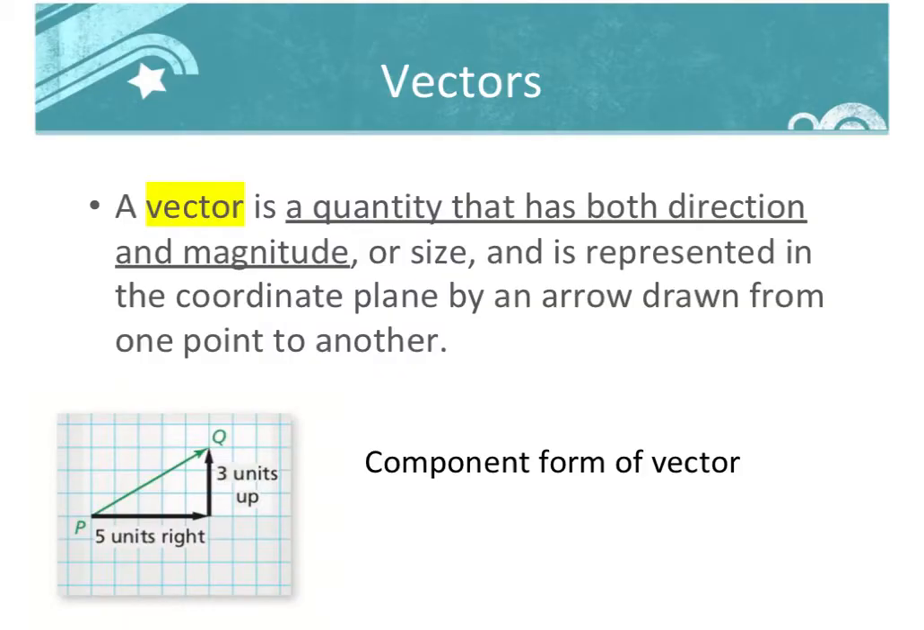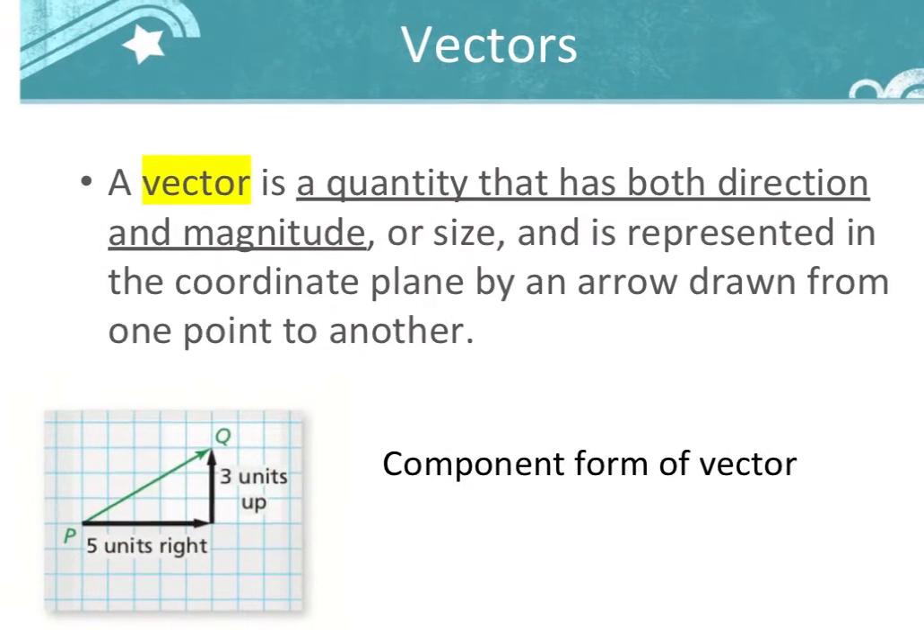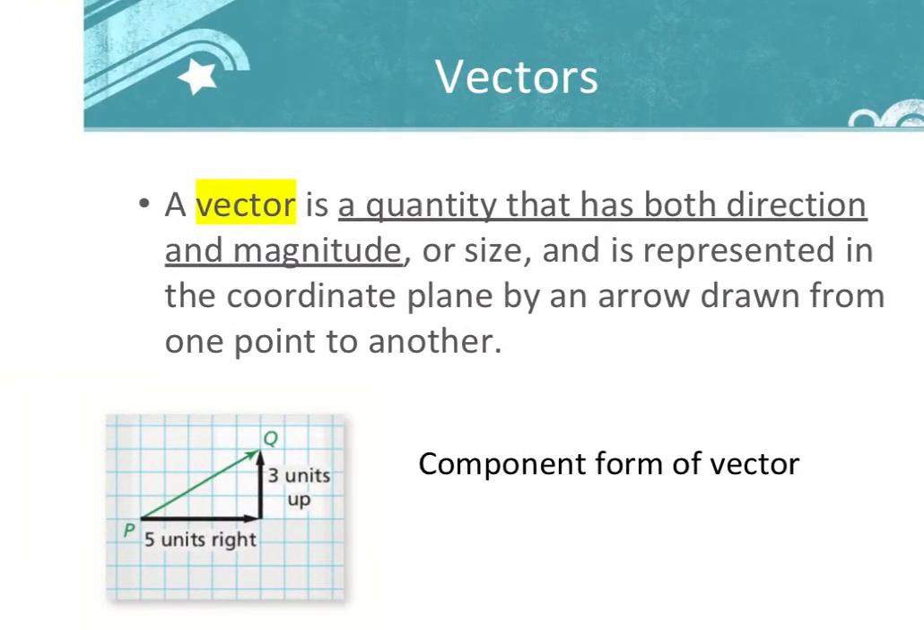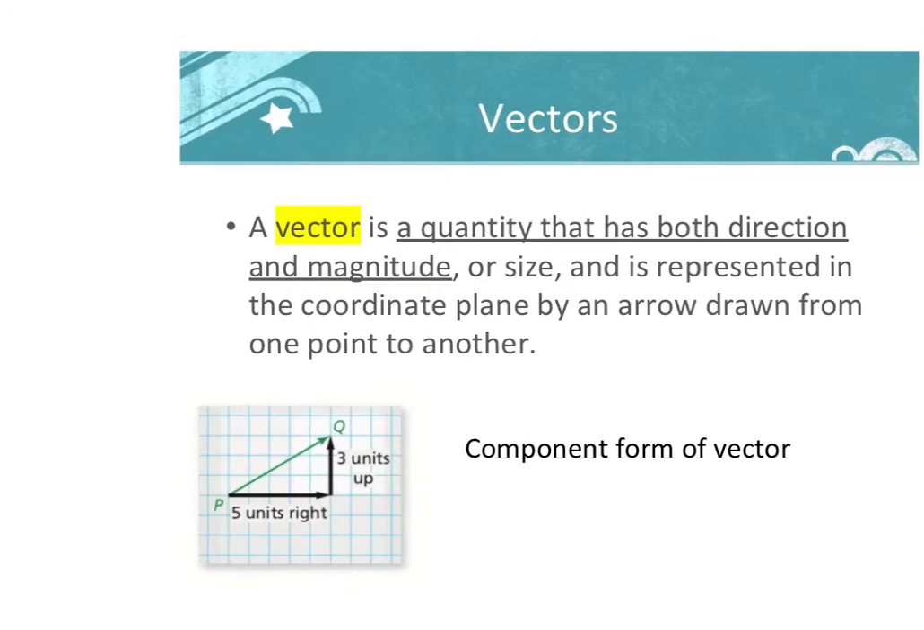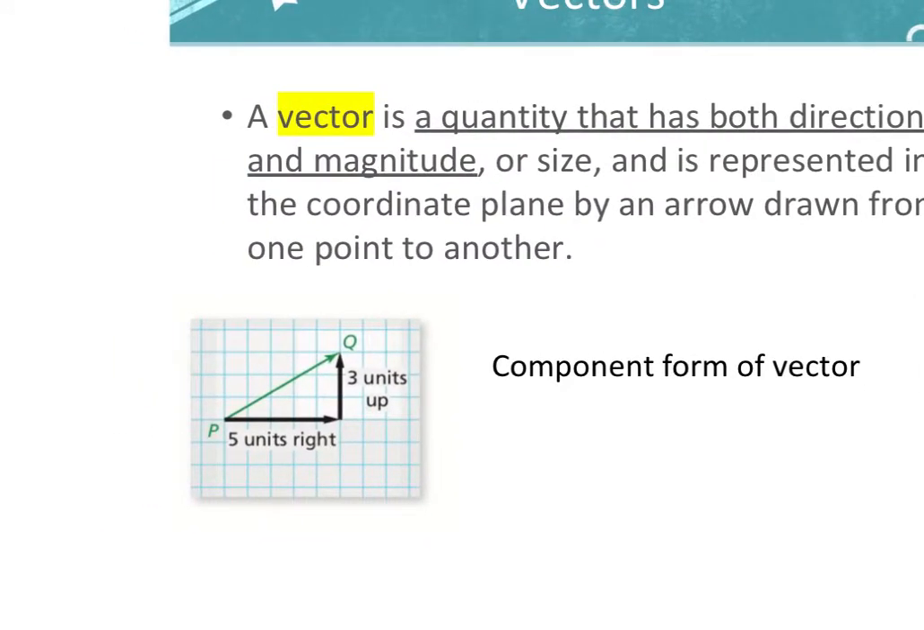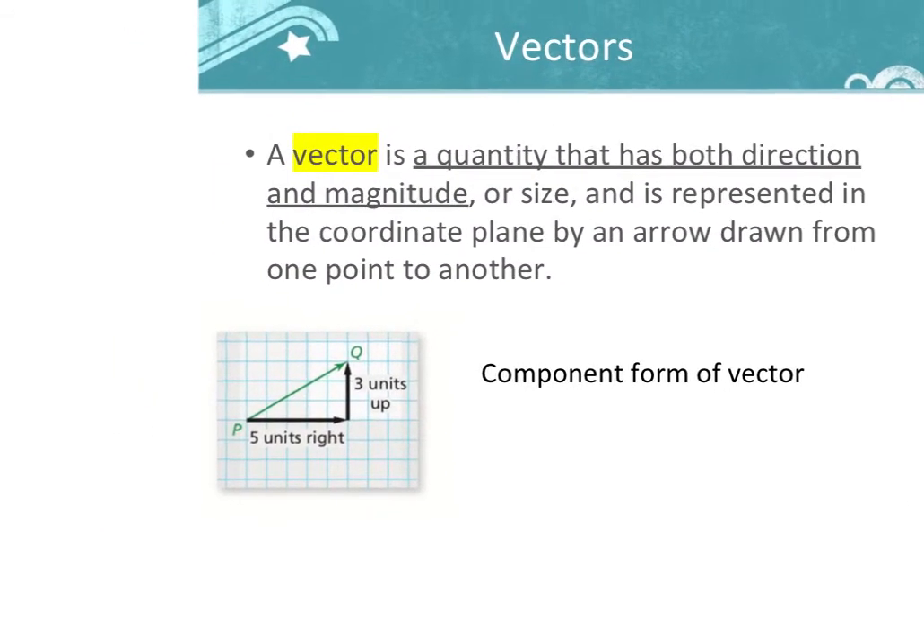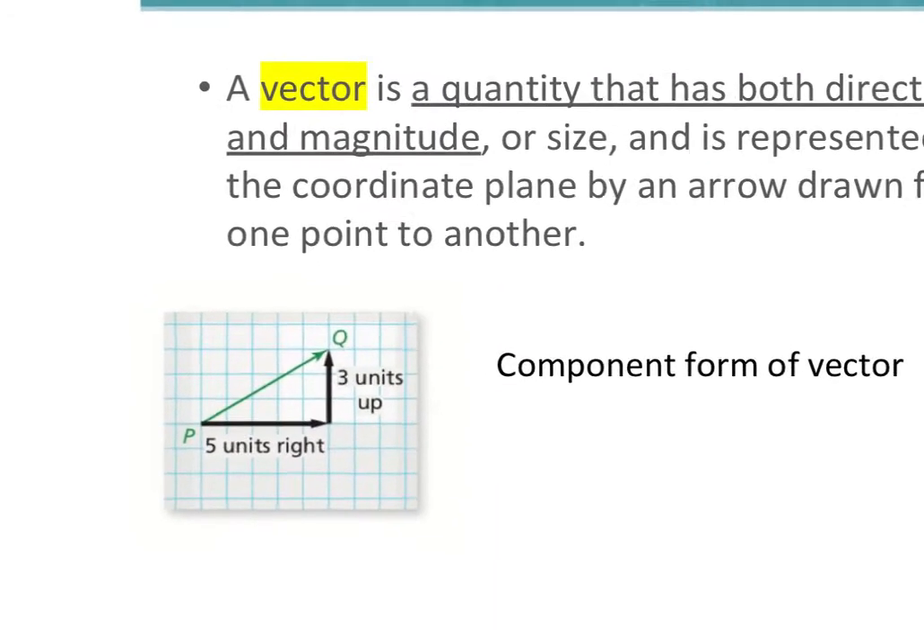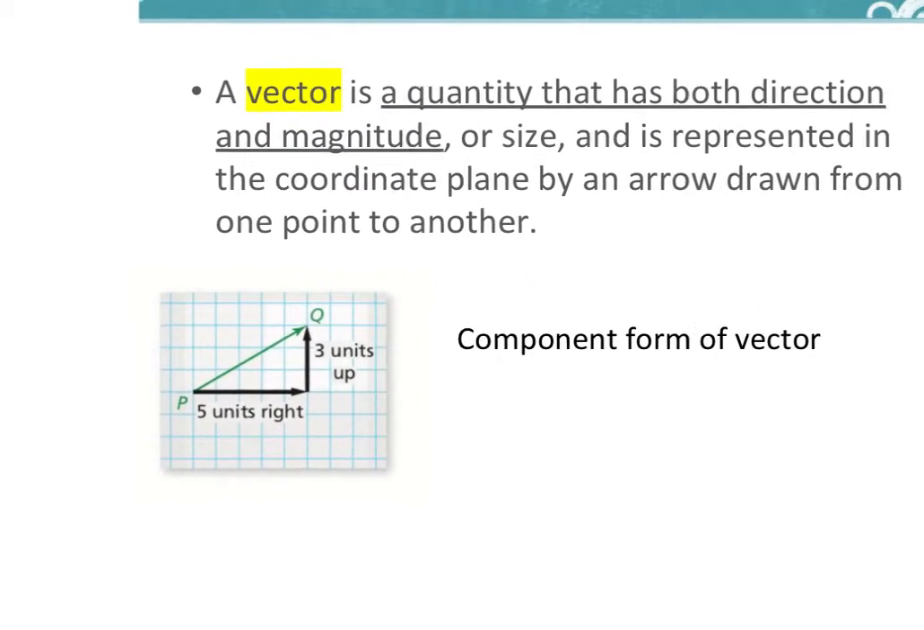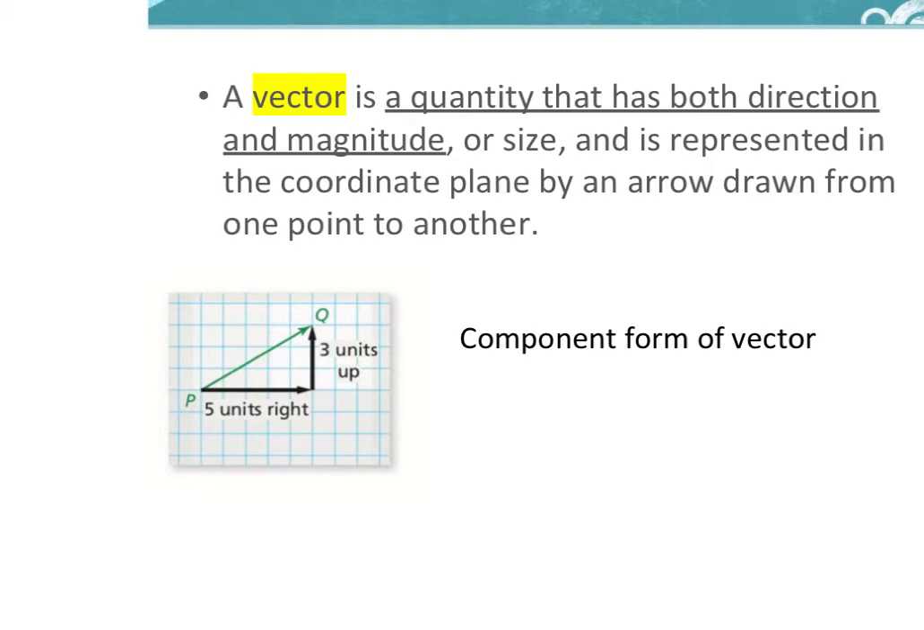Okay, so we're going to start off by defining what a vector is. A vector is a quantity that has both direction and magnitude, or size, and it is represented in the coordinate plane by an arrow drawn from one point to another. Here is our vector. We're going to label it PQ, okay? So this is how we write it. It starts at point P and it ends at point Q. So we have to write it in this order.